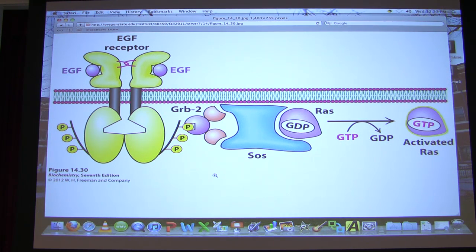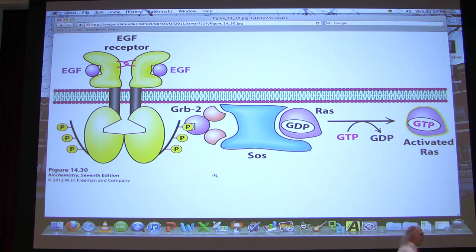Yes? So did SOS activate RAS, or how did that happen? Right. So the binding of the SOS to the GRB2, good question. The binding of the SOS to the GRB2 caused a shape change in the SOS. The shape change in the SOS caused the change in RAS, which was the dumping of the GDP and the replacement of it by GTP. And as a result, we have an activated RAS.